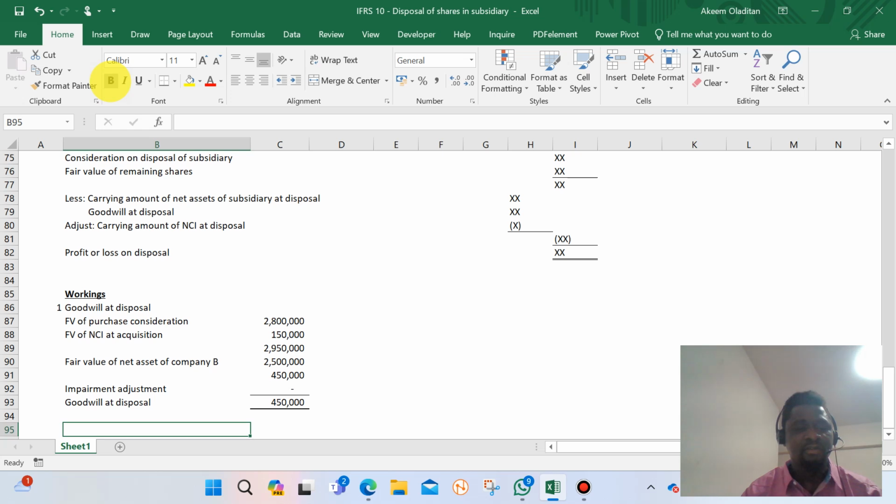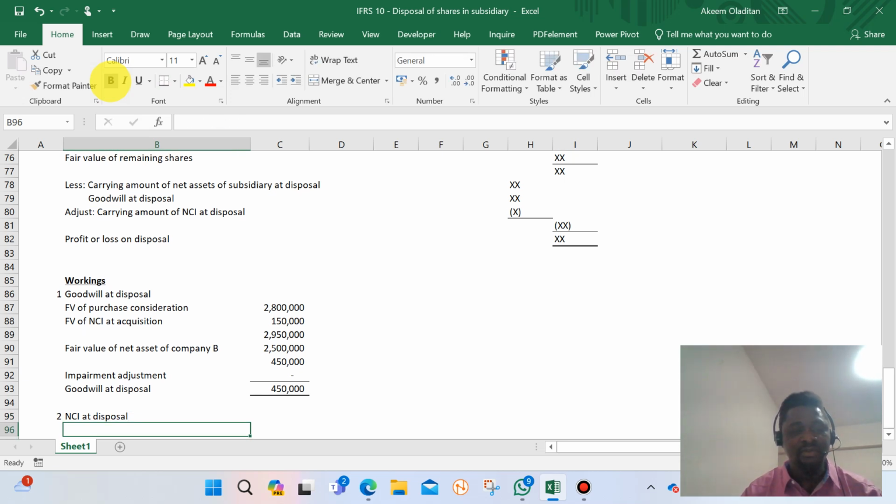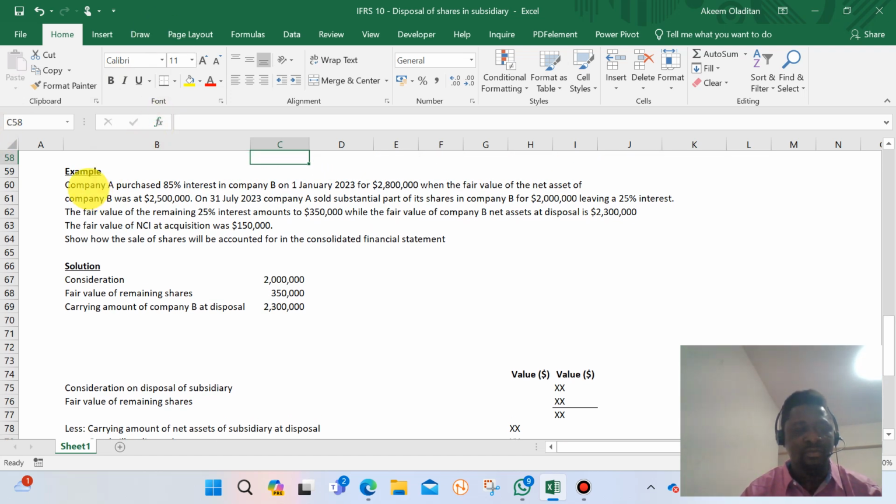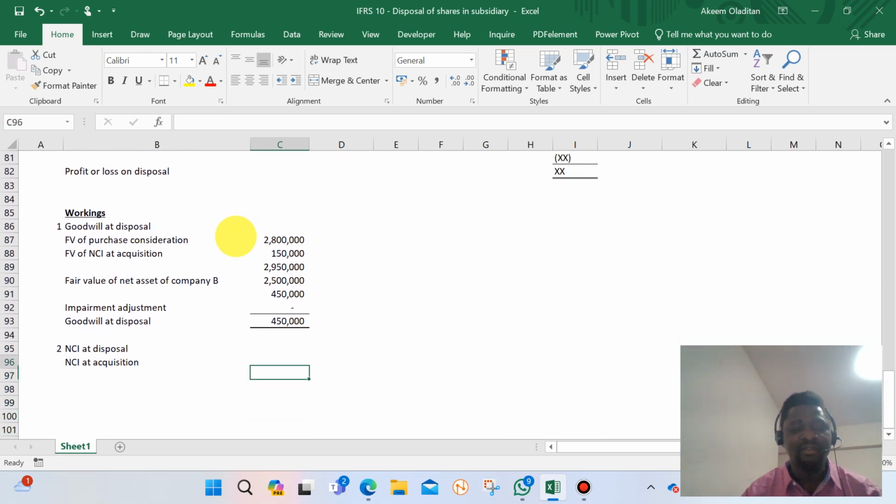So the second working is number 2, which is NCI at disposal, that we need in the question. So NCI at disposal, we know NCI at acquisition in the question. What is NCI at acquisition? I think it was given in the question. Okay, fair value of NCI at acquisition is 150,000. So the same 150,000 that we have there, so just say equals to this 150,000.